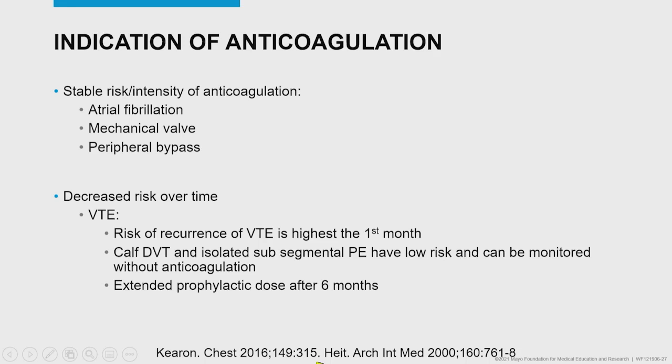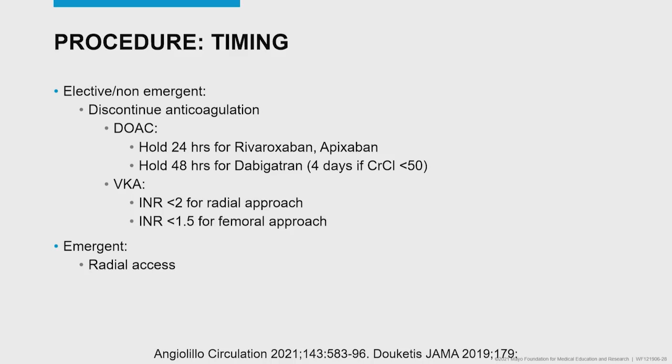And we'll talk about that in a little more detail once we talk about what to do afterwards. So if the patient needs an elective or non-emergent procedure, we can think about discontinuing anticoagulation. If it's a DOAC, we're going to stop it for 24 hours for rivaroxaban or apixaban and 48 hours for dabigatran. Keep in mind that dabigatran is eliminated exclusively through the kidney. So if you have a creatinine clearance less than 50, you need to increase that window to 4 days.